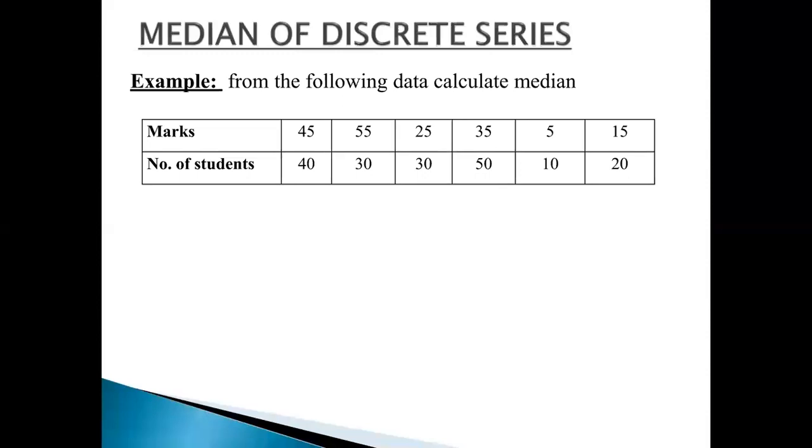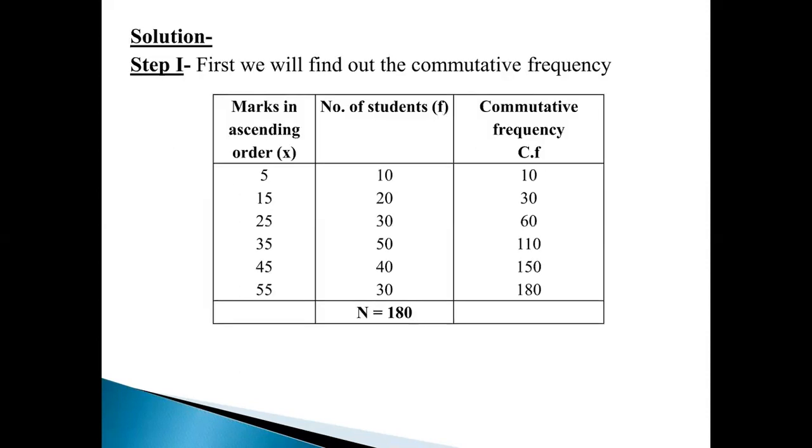In case of a discrete series, as I told earlier, we'll have two columns, X as well as F. The X column is marks here, the F column is the number of students here. There is no need to arrange because the X is already arranged. You can see it is arranged in ascending order: 5, 15, 25, 35, 45, and 55. Now for a discrete series, you have to take the count of n as the sum of the frequencies, which is equal to 180.